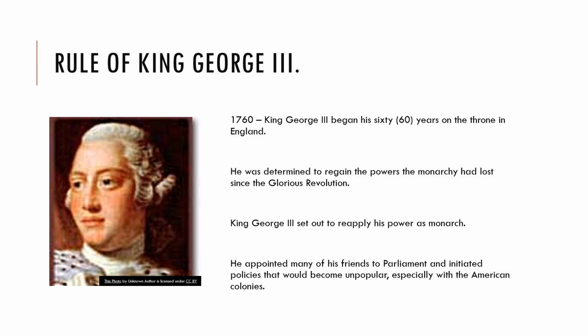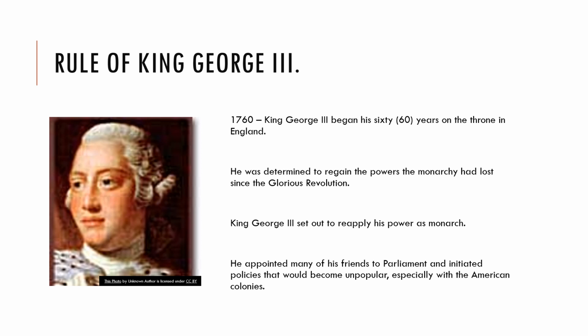Now, the rule of King George III. In 1760, King George III began his 60 years on the throne in England. Now, he was determined to regain the powers the monarchy had lost since the Glorious Revolution. Remember that under the Glorious Revolution, we have a very limited monarchy. We have a Bill of Rights for the people. The monarchs sharing power with Parliament. So King George III wants to roll back some of those changes.